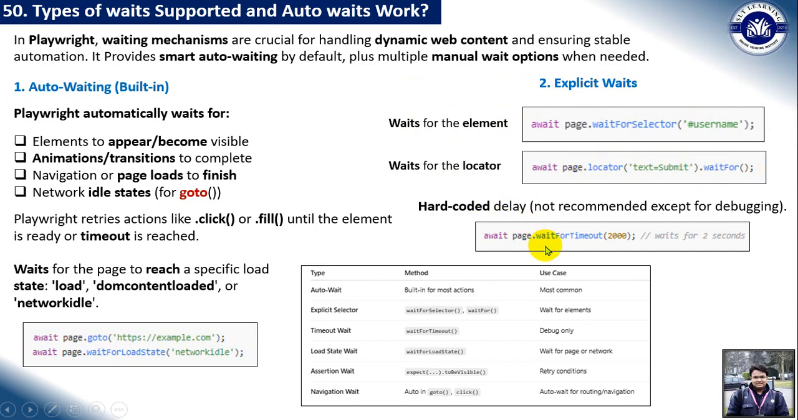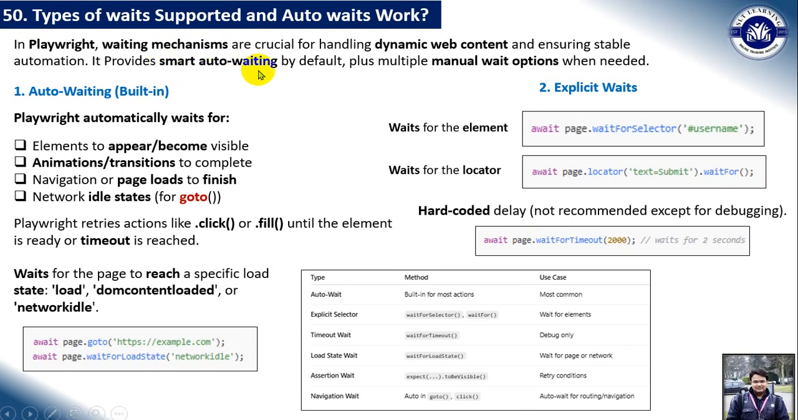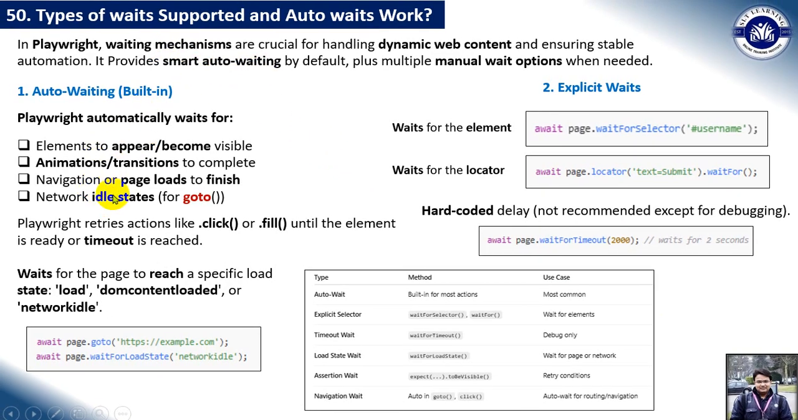You can also set up waitForTimeout, like 2 seconds or 3 seconds, but this is not recommended. But if you want to wait intentionally while you are debugging something, you can use waitForTimeout and put in your time. But most of the time Playwright will automatically wait for certain actions, so you do not need to worry when you're working on any element or any action on a web page.